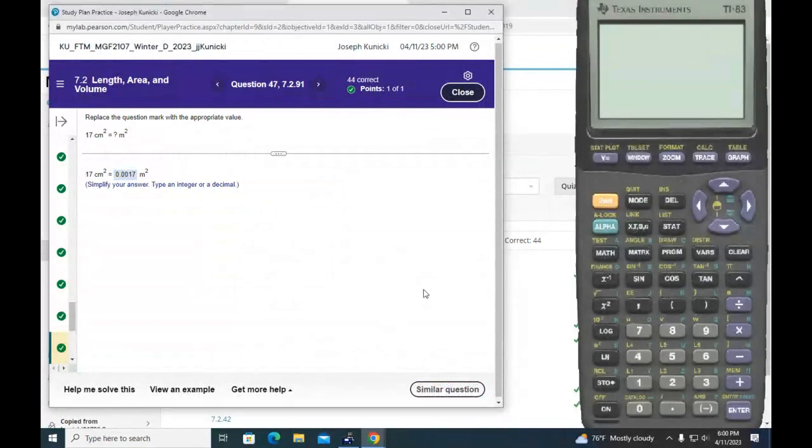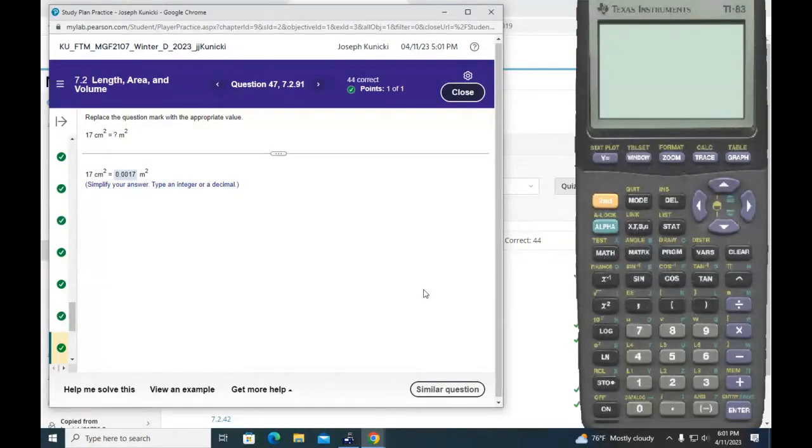Now let's go ahead and use dimensional analysis. We got 17 centimeters squared. We want to change it to meters squared. So we know that 100 centimeters equals 1 meter, right? So 10,000 centimeters squared equals 1 meter squared if I square both sides. So there's my unit fraction.